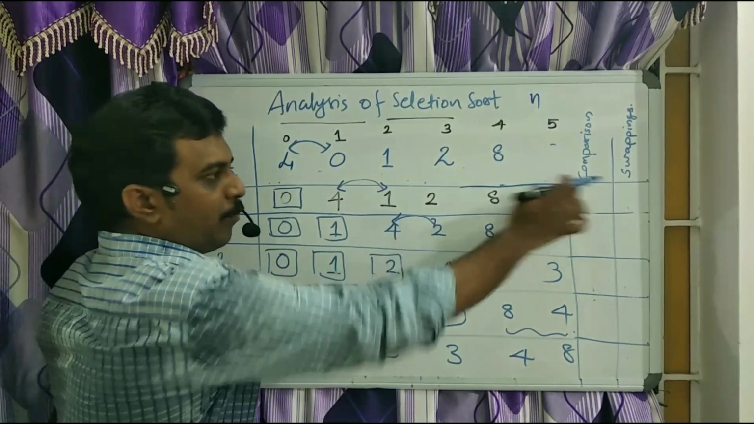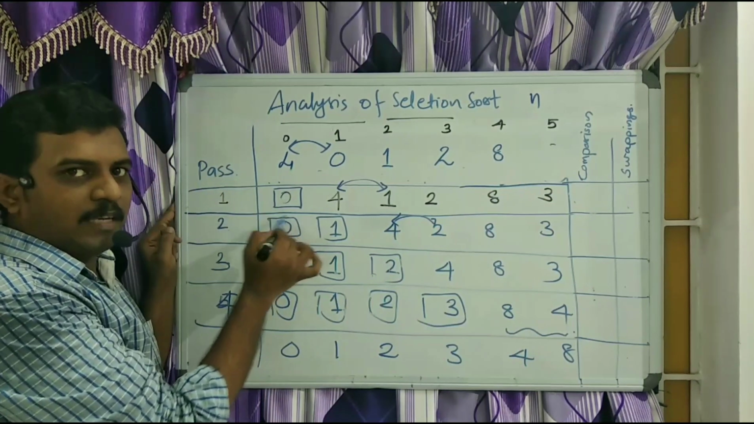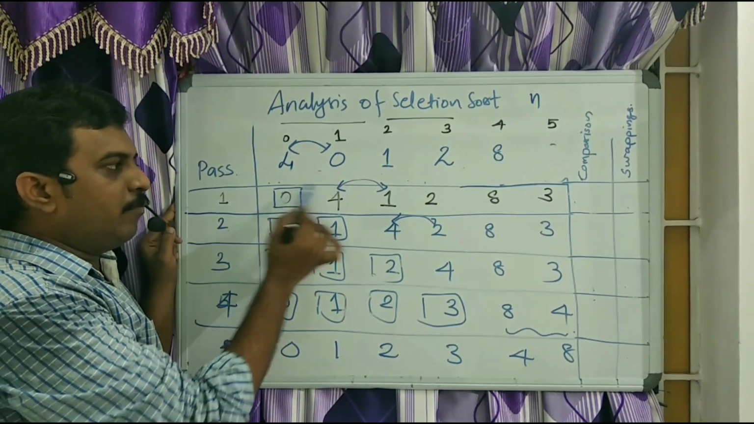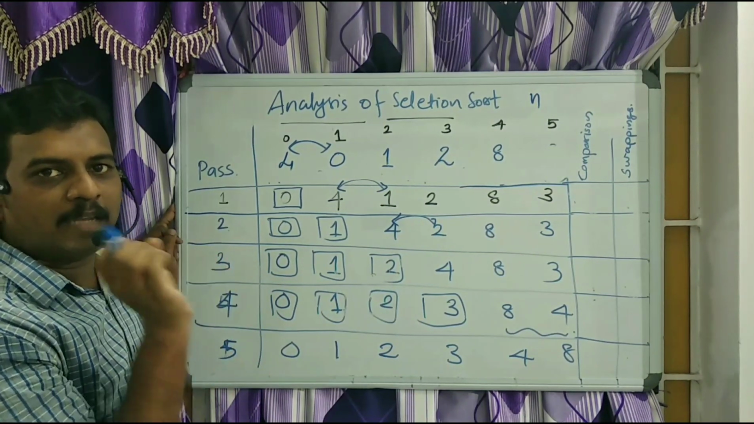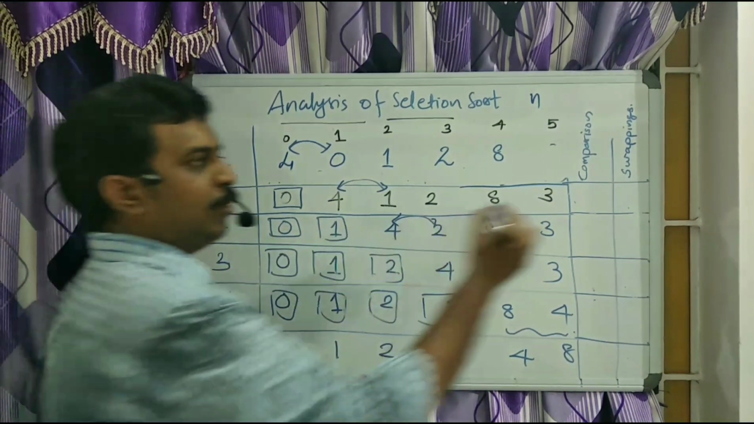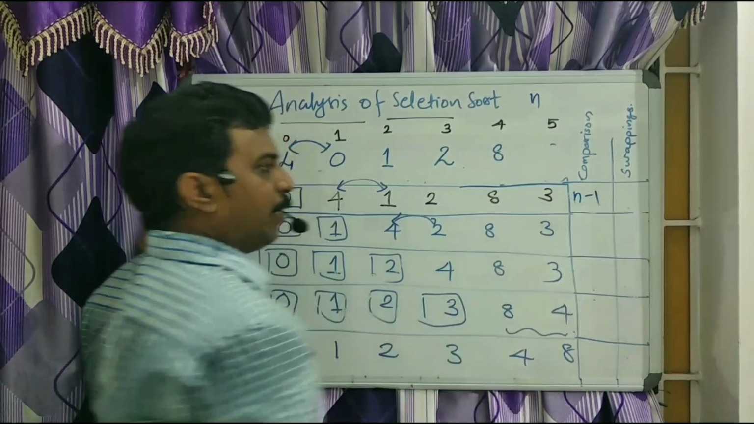Okay, what is the total number of comparisons? We will assume the first element as the minimum element. Then we will compare with each and every element. So we will be having n minus 1 comparisons if we have n elements. So the number of comparisons is nothing but n minus 1.